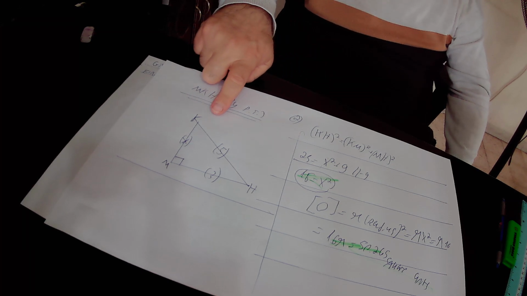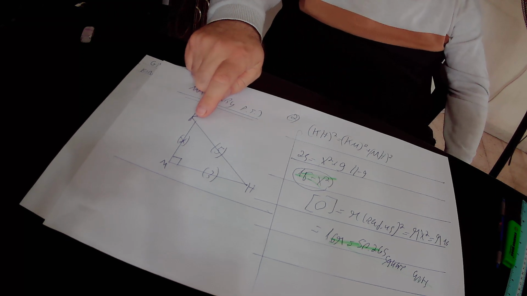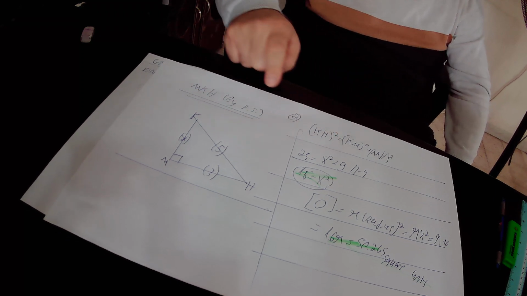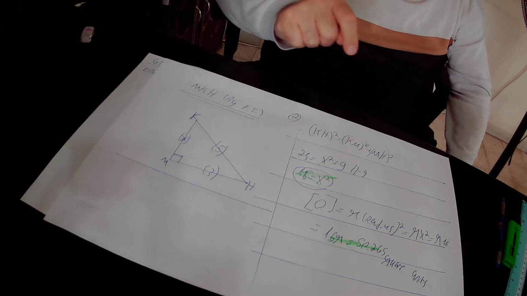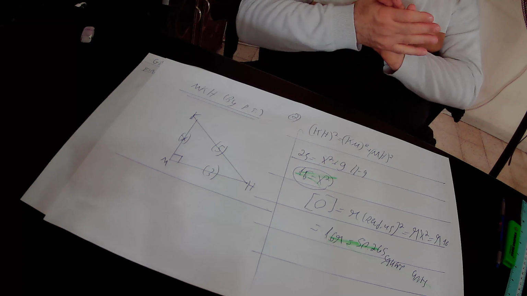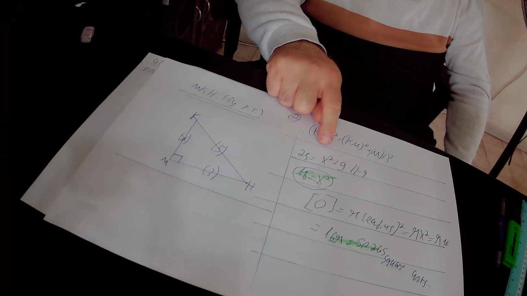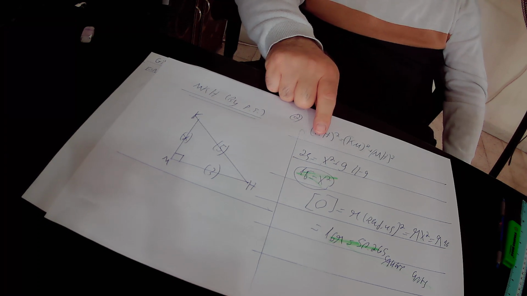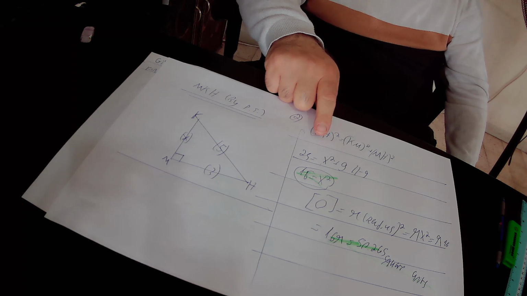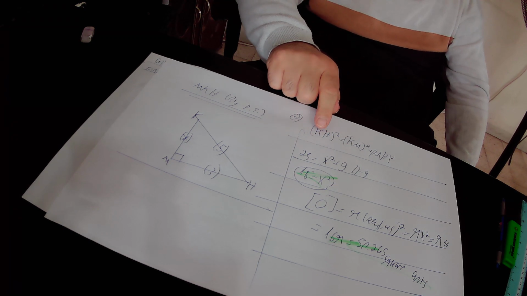KH is 5, therefore KH squared is 5 squared, that is 25, and it equals KM squared. KM is x, therefore KM squared is x squared, plus MH squared. MH is 3, therefore MH squared is 3 squared, that is 9. In conclusion, according to the Pythagoras theorem, 25 equals x squared plus 9. Here we subtracted 9 from this equation, and finally found out that x squared equals 25 minus 9, that is 16. So x squared equals 16 units.